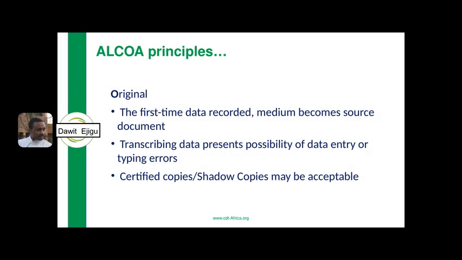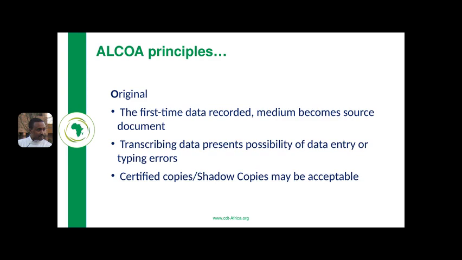The other aspect of the ALCOA principle is originality. The data in the source document has to be original, or the first time that the observation is recorded. The first time the data is recorded, that medium becomes the source document, and we are going for the original record or documentation because transcribing data presents a possibility of data entry or typing errors, which means with multiple transcribing, errors are going to happen and the data is not going to be credible.